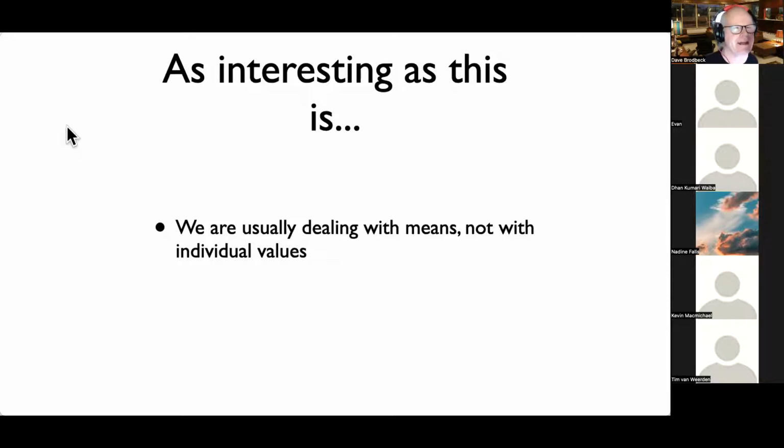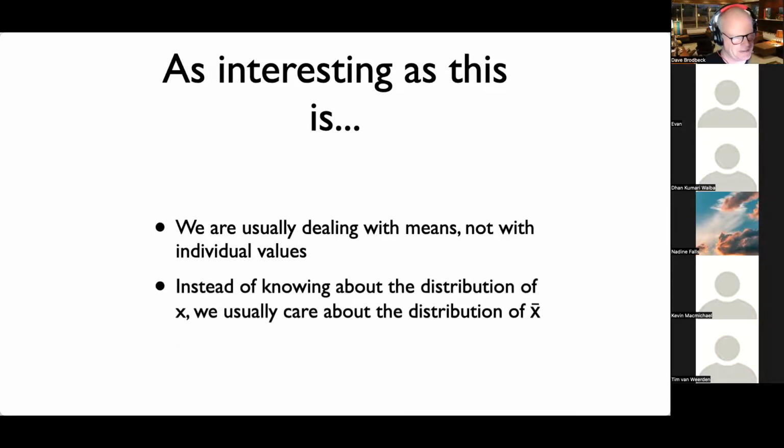So we're usually dealing with means, right? Is this group different from this group? Or is this group different from some theoretical mean? Very rarely do we deal with individual scores, like what's the probability of this individual score? It's not usually something we're interested in. So instead of knowing about the distribution of X, we actually care about the distribution of X bar. That's the sampling distribution of the mean. That's all the possible values the mean can take.